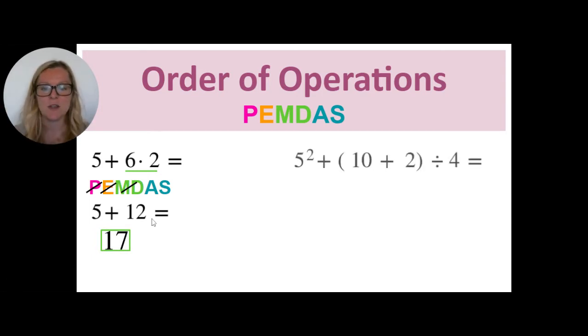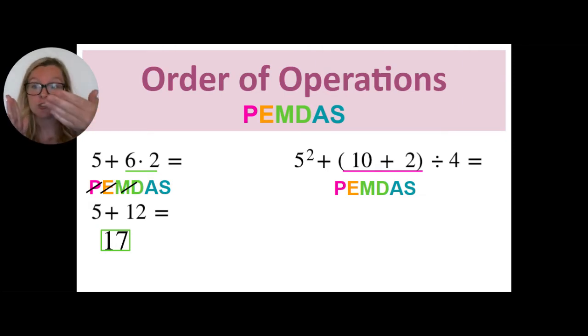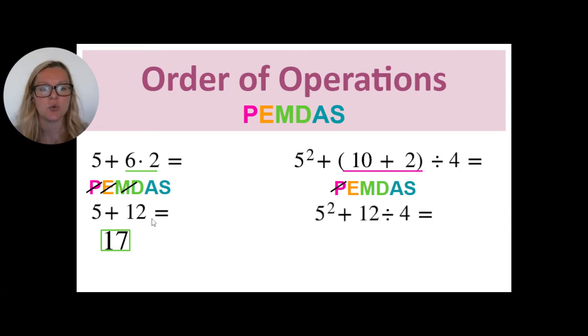Okay, next one. So we are going to start with our P. P stands for parentheses, so I do have parentheses. I have to do what's inside first. If you have more than one thing going on inside of parentheses, just restart your PEMDAS. But we only have one thing, so 10 plus 2 is 12. Now I look for exponents. So the 5 squared, the 2 is the exponent. I'm going to do that next. Remember, 5 squared is just 5 times 5, which will give me 25.